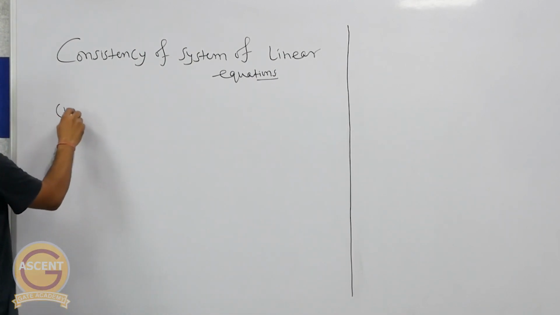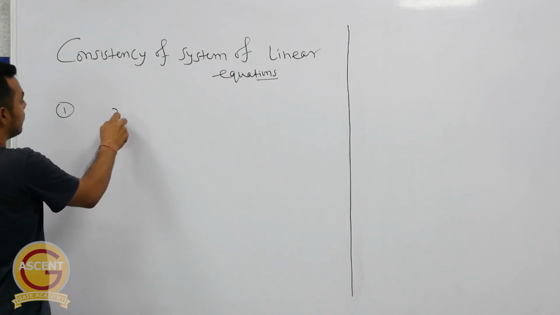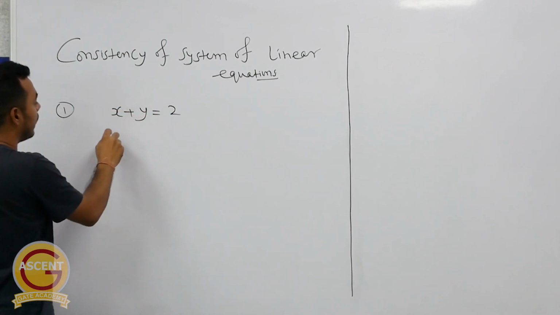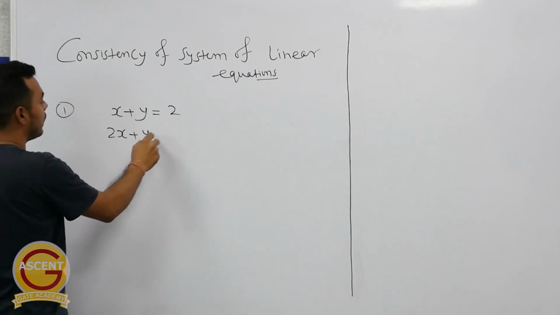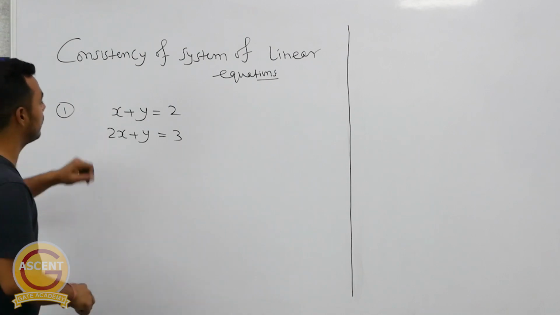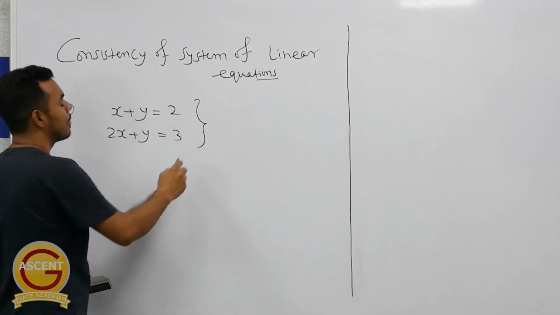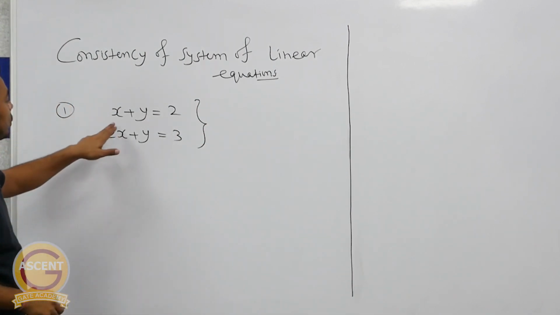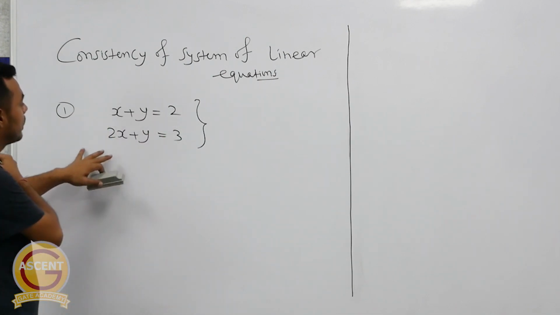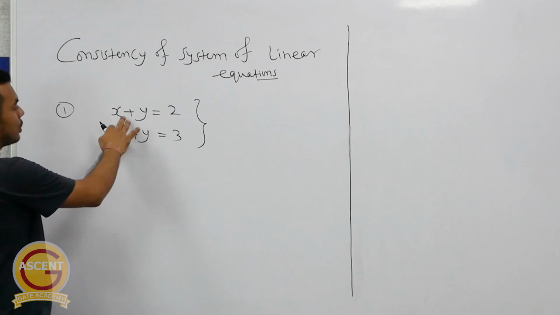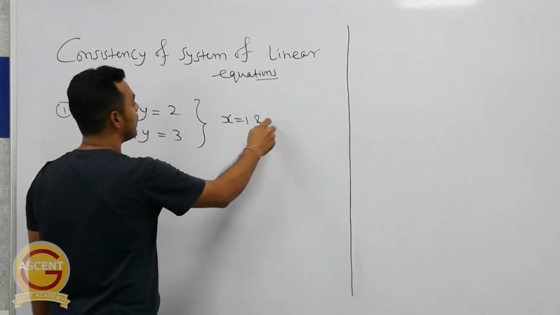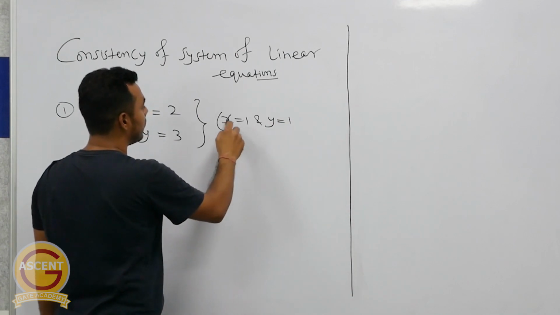So the first example that I'm going to take is, suppose I have this system of equations, say x plus y equals 2, and another equation 2x plus y equals 3. Now if I ask you how many solutions there are for this system of linear equations, basically we have to find those values of x and y which will satisfy both of these equations simultaneously. You can easily see that if I solve these two equations, then we will find that the value of x is 1 and the value of y is 1.